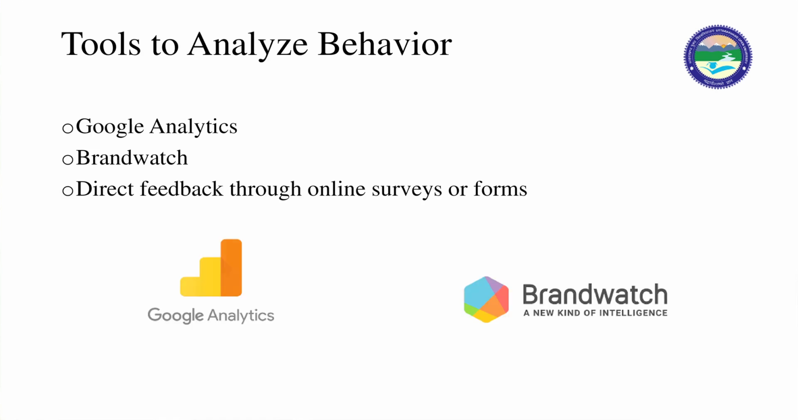Tools to analyze the behavior. There are three types of things. The first one is Google Analytics, one of the important tools which can be used for tracking user activity. Tools like Brandwatch can be used to understand conversation and trends. Direct feedback through online surveys or forms is also an important tool for the same purpose.